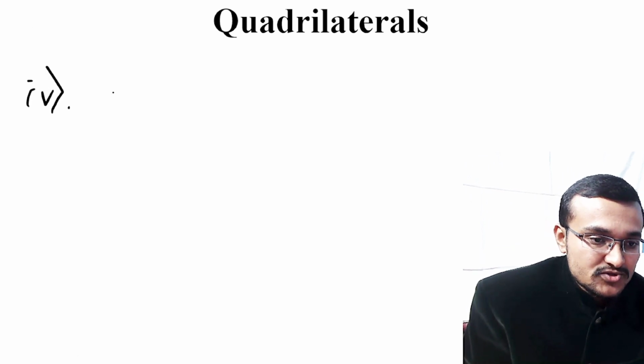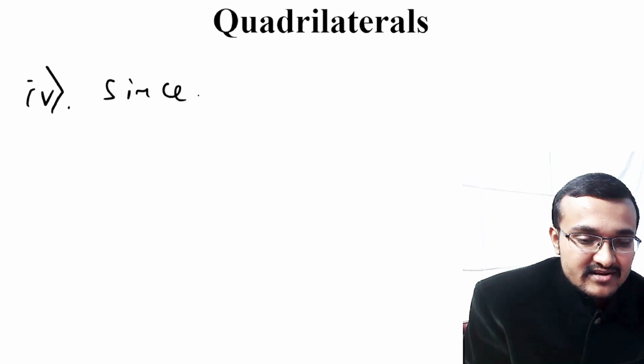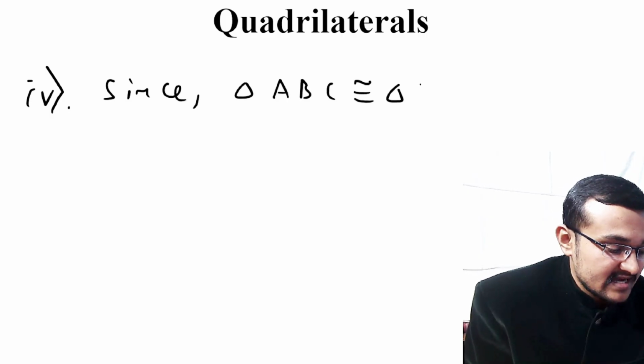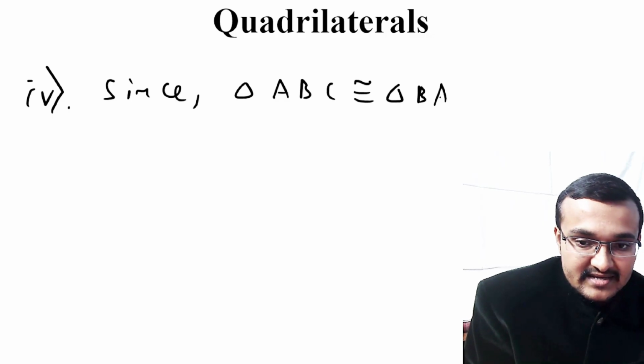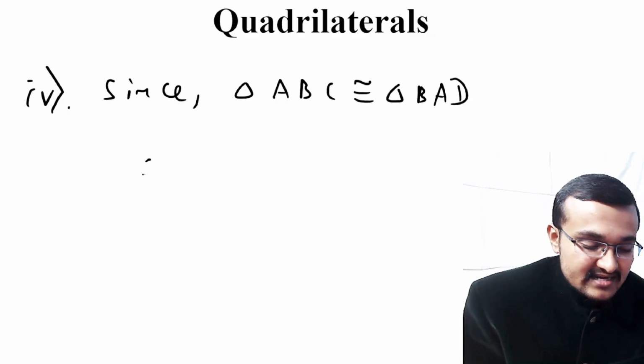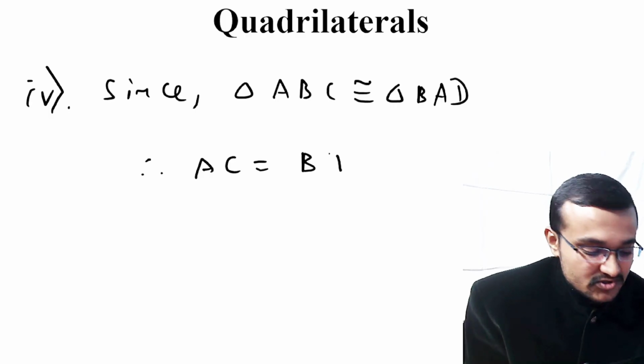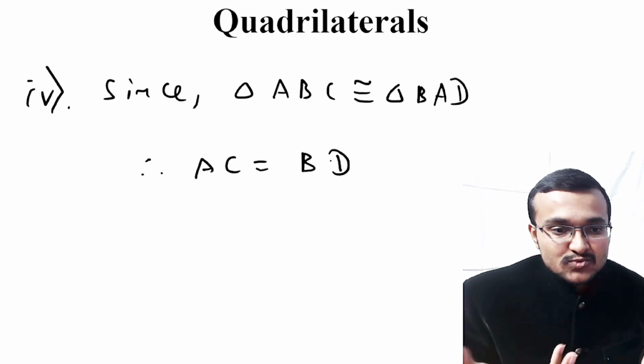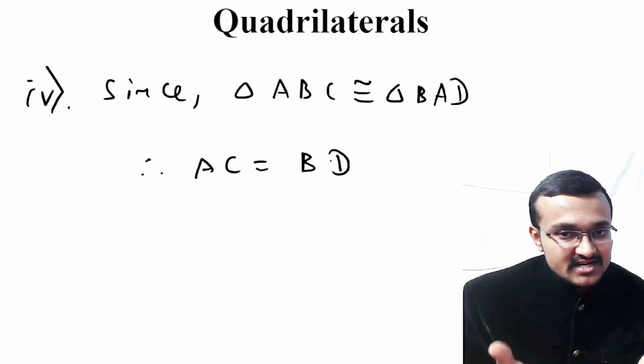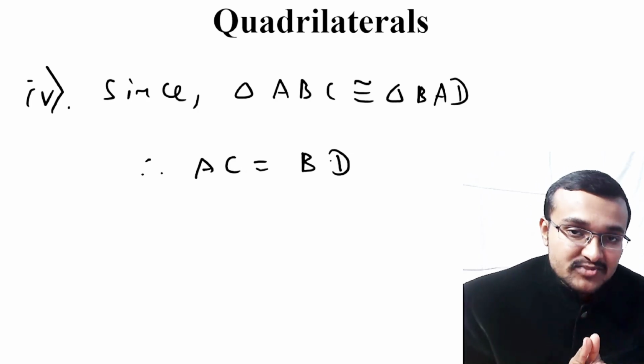So coming to the fourth question, you can straight away write, since triangle ABC is congruent with triangle BAD, therefore the diagonals will be equal to each other. That is AC is equal to BD. That is what they have asked to prove in this particular question, and we have proved that. This is all there is in this particular video.